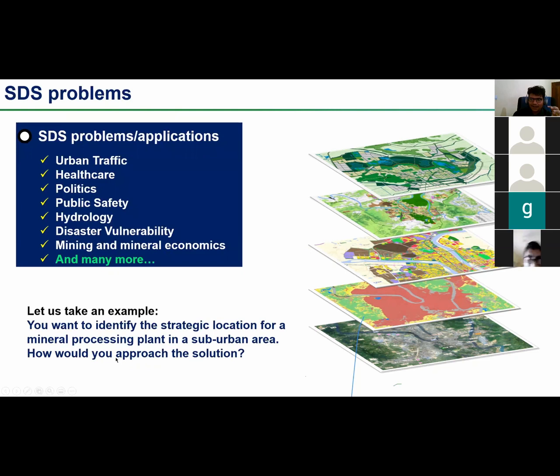Now, if you think about an example, let's think about how to find a strategic location for a mineral processing plant in a suburban area. What are the concerns that you have already here? First thing is it should be a mineral processing plant. So definitely there will be supply from outside, from the mining pit or somewhere that the minerals are processed, and then maybe secondary, primary crushing, and then tertiary crushing, and then you come back to the mineral processing plant, and then you have a suburban area.